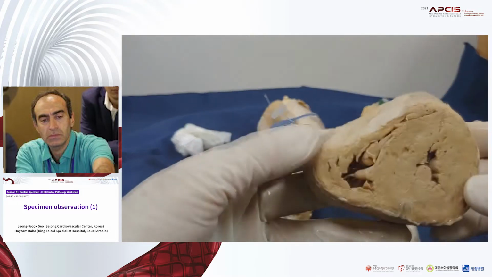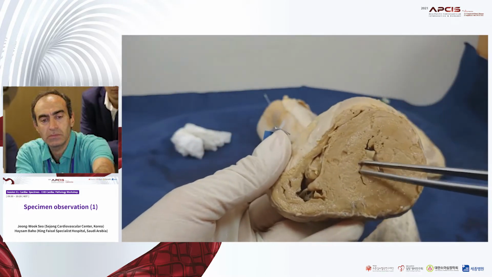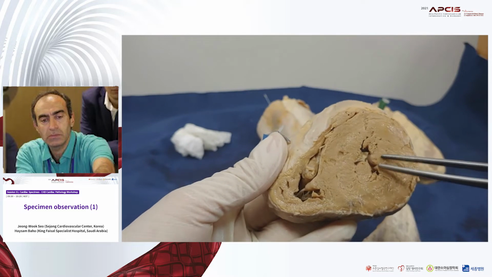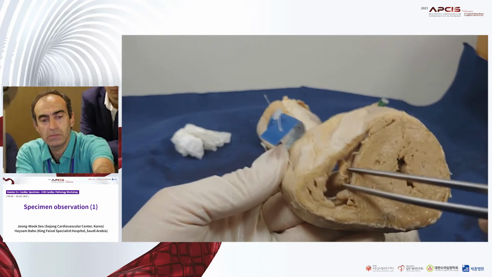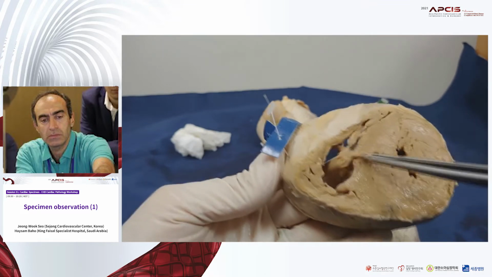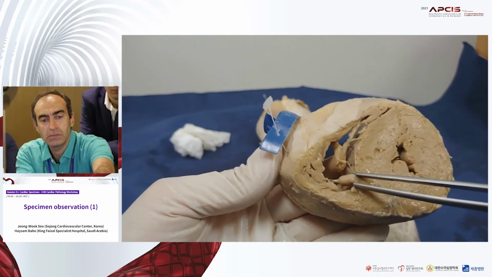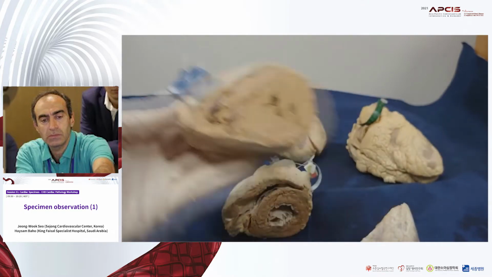Let's take a look at the second short axis. We can see here the posterior medial papillary muscle and the anterolateral papillary muscle. Here we can see the anterior papillary muscle and the posterior papillary muscle in the right ventricle.